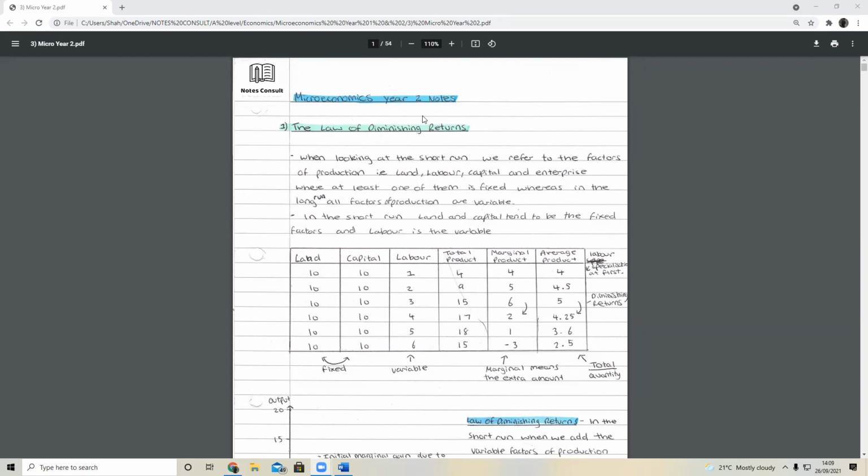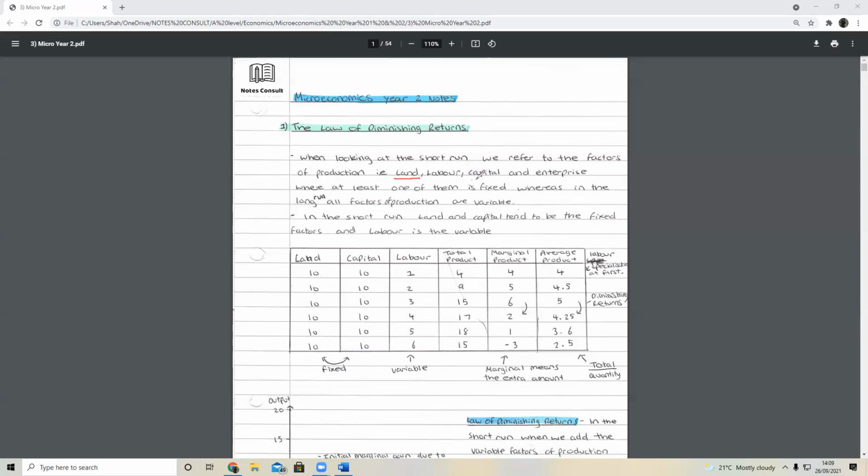Okay, so which factors do you think might be fixed in the short run? What makes sense? Probably land, right? Yeah. In the short run, we're not going to adapt land too much. What about labor? Do you think labor is fixed in the short run? It can be, but most of the time in the short run, in terms of employment, they're probably gonna change it around a lot.